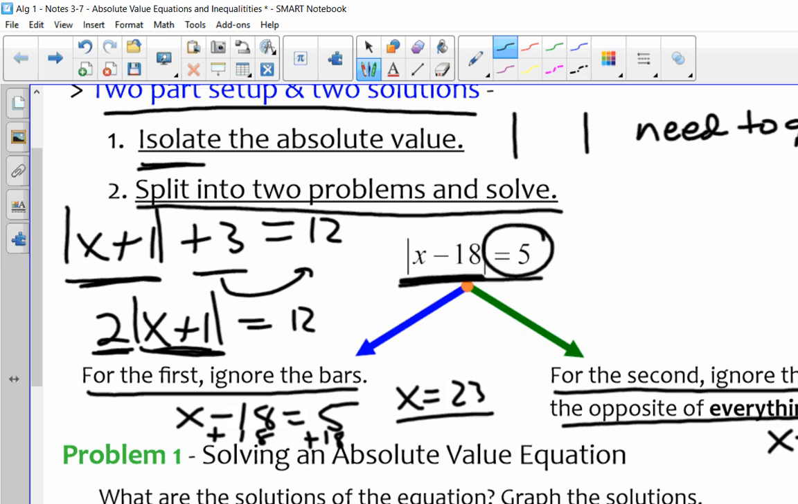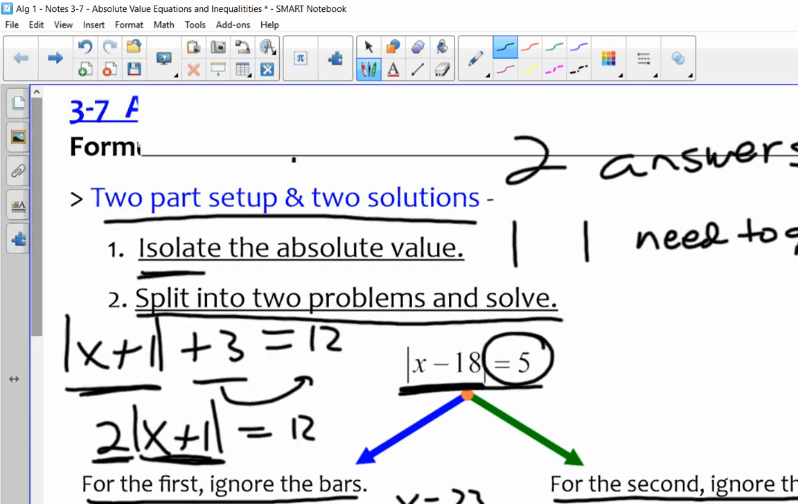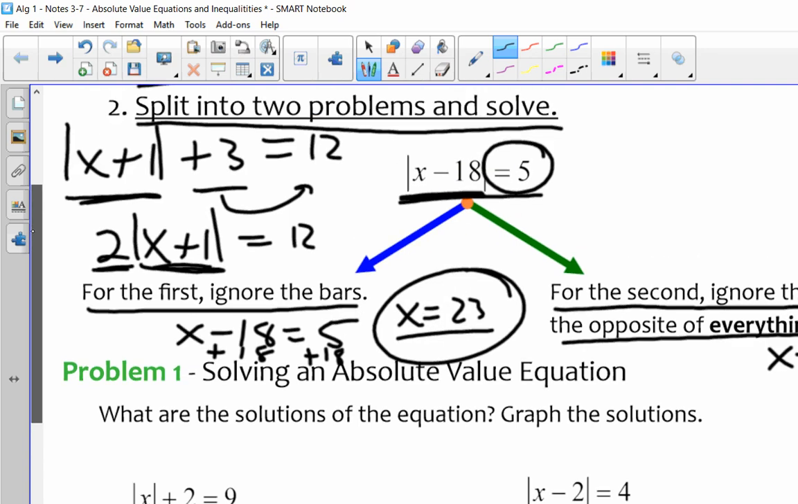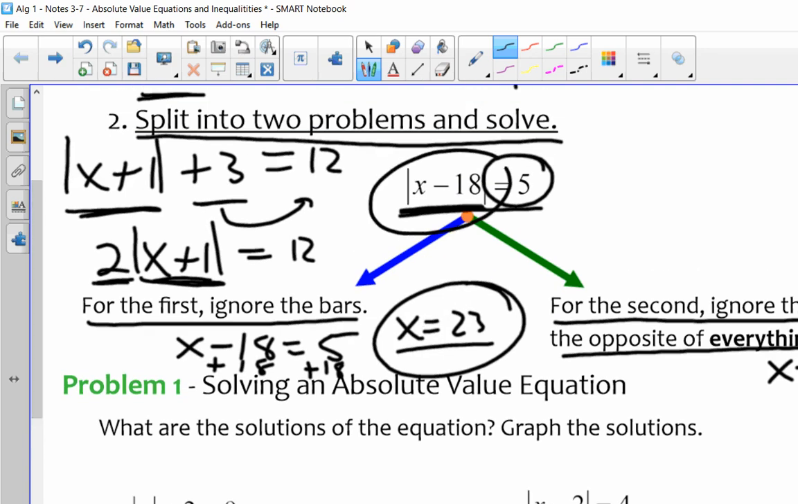I'm going to add 18 again. It's the same step as I did in the first question, so that's kind of nice. But over here, I'm going to get a different answer. I get x is 13, and that's one of the first things I said to you. You're going to get 2 answers. Well, in this case, I got a positive 23 and a positive 13 as numbers that when I plug them back in there, it makes it work.